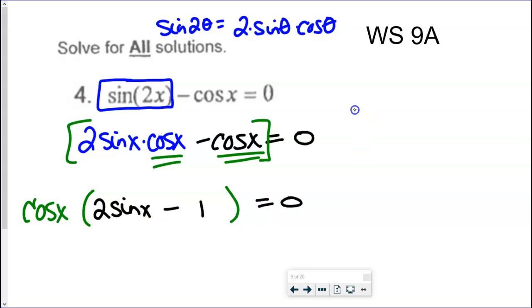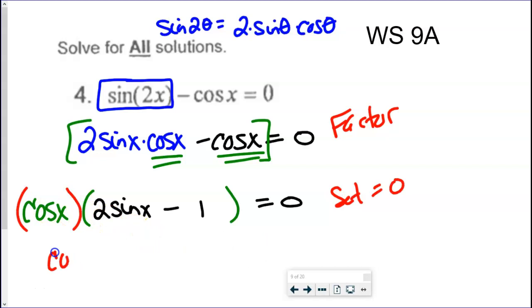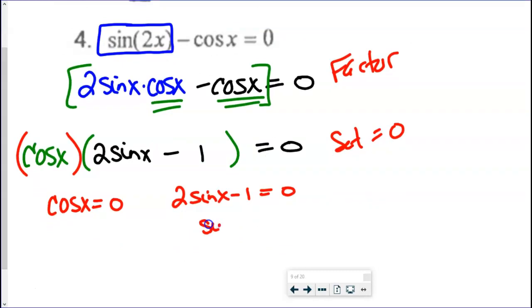And now that we are done factoring, we're going to set each of the factors equal to 0 and solve. So the first factor is really boring. Cosine equals 0. I'm ready for the unit circle here. This next one takes a little bit of algebra work before you look at the unit circle. So you're going to add 1 and then divide by 2. So you're looking on the unit circle for places where sine equals 1/2. And I believe it does say all solutions up here. I'm going to do the lazy kid method for all solutions.